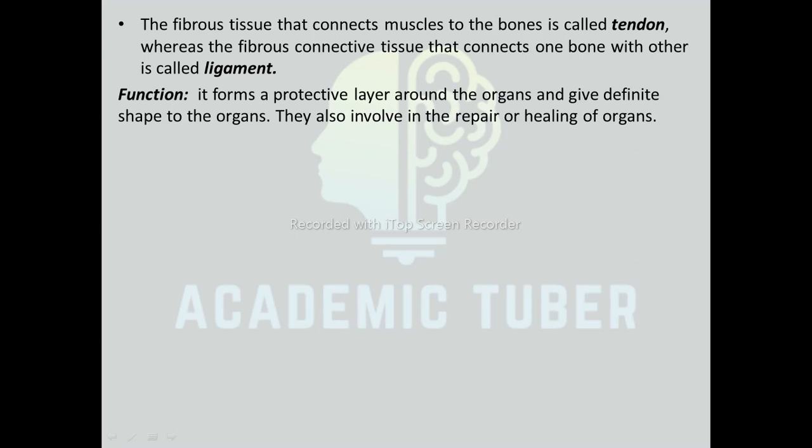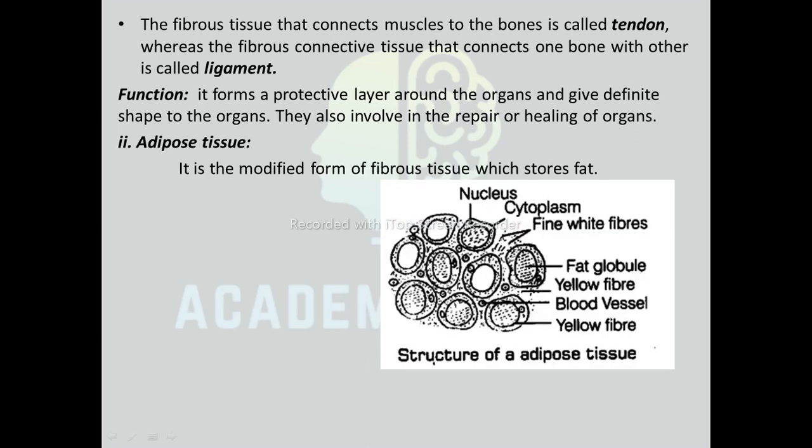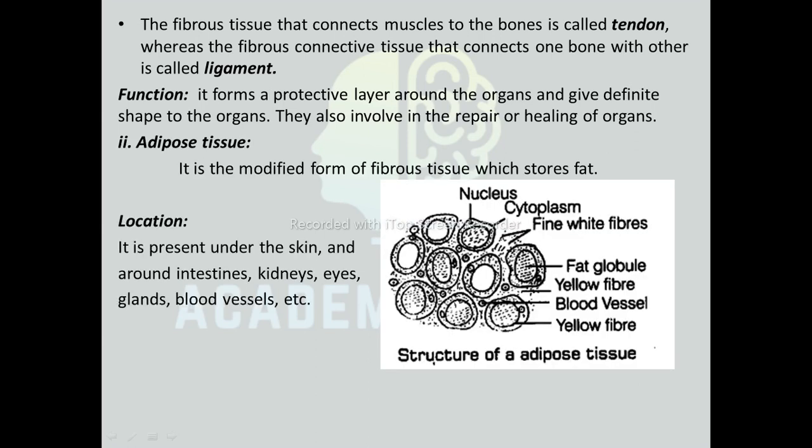The function is that it forms a protective layer around the organs and gives definite shape to the organ. They also involve in repair or healing of organs. Second one is adipose tissue. It is modified form of fibrous tissue which stores fats. Here is a diagram showing the structure of adipose tissue.